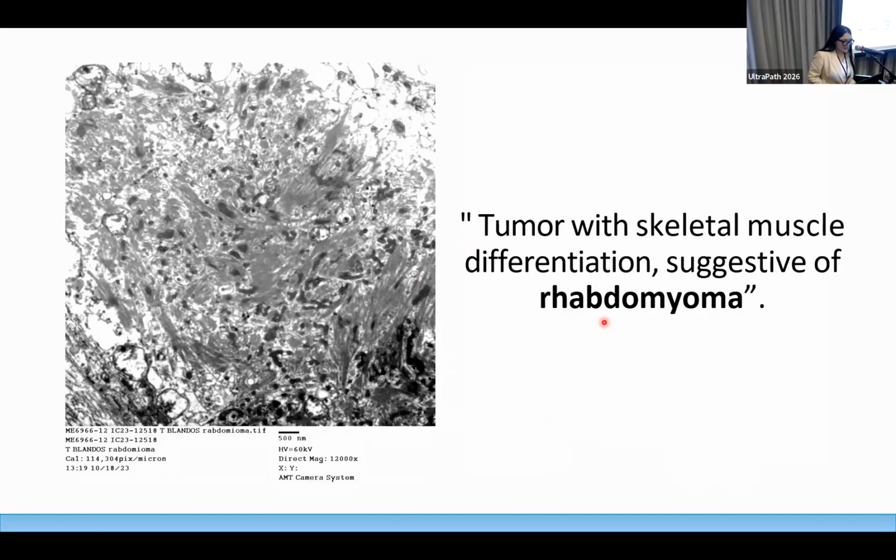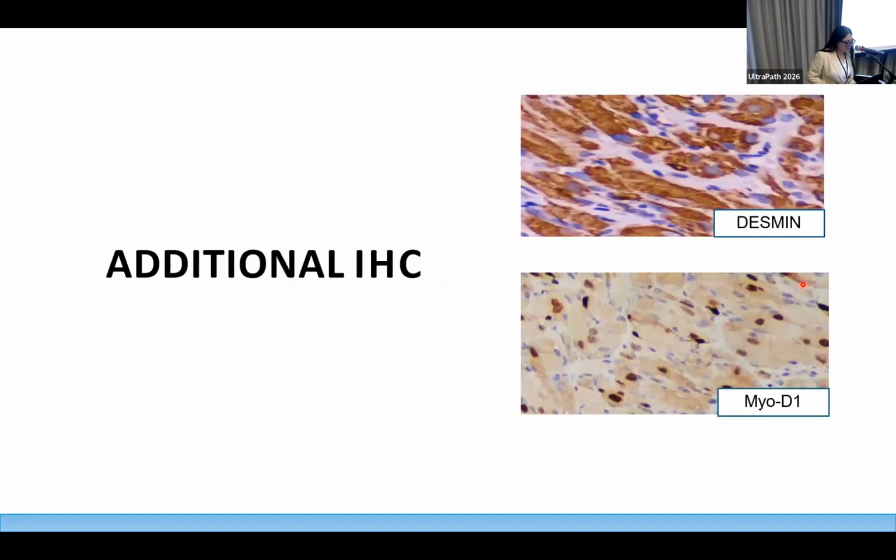In this case, given we didn't find any mitotic activity or necrosis in the previous biopsy, these findings were highly suggestive of a rhabdomyoma. That's why we decided to complete the immunohistochemical panel in the biopsy, and well, this was highly positive for desmin and with nuclear expression of MyoD1.